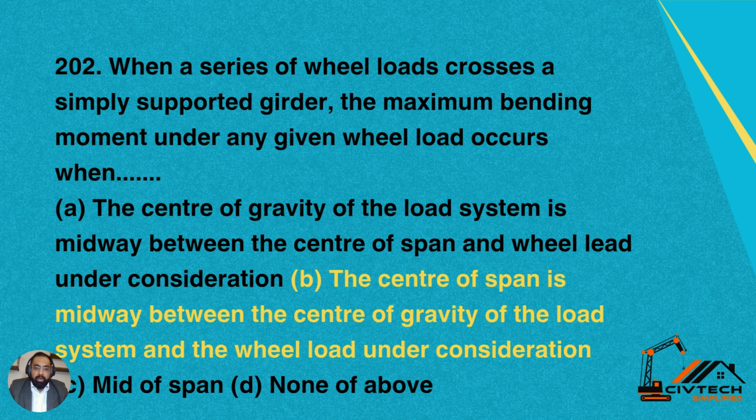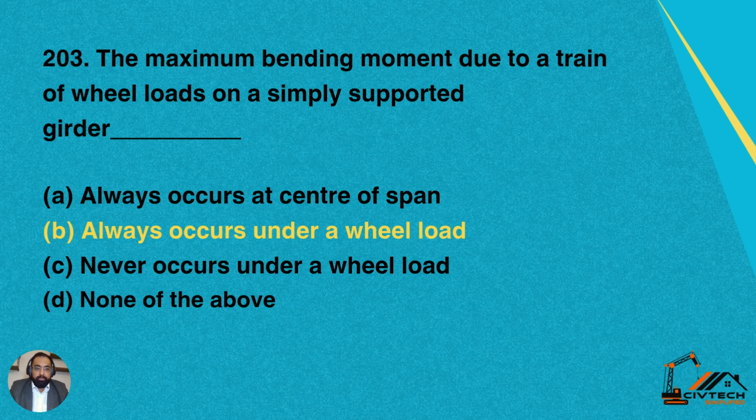So when a series of V loads crosses a simply supported girder, the maximum bending moment under any given V load occurs when option B, the center of span is midway between the center of gravity of the load system and V load under consideration. So B here is the correct answer for this question.